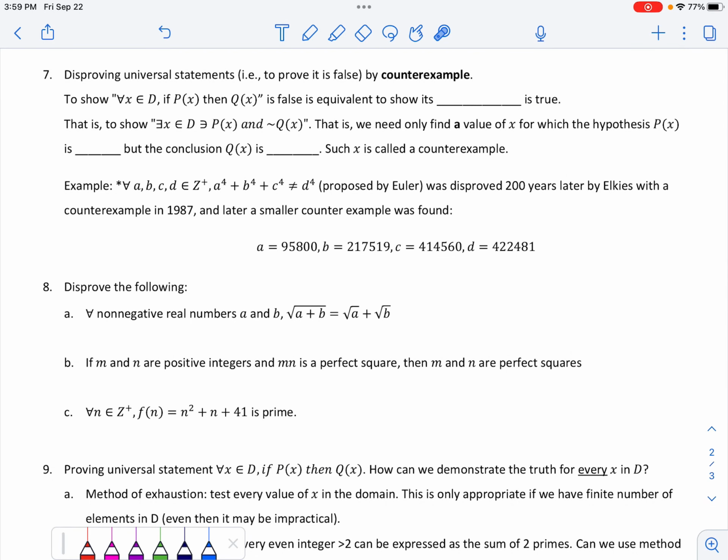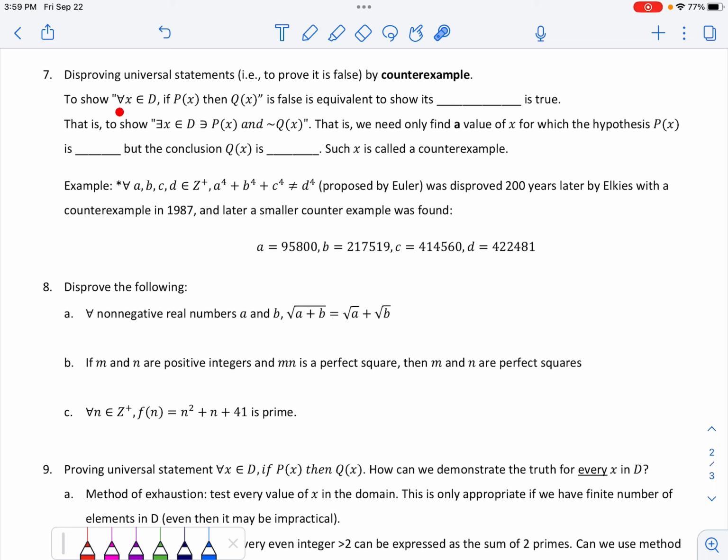We now talk about how to disprove universal statements. Disprove means the opposite of proof. That means we are not proving it's true. We are trying to prove that it is false. So in other words, we prove it is false.